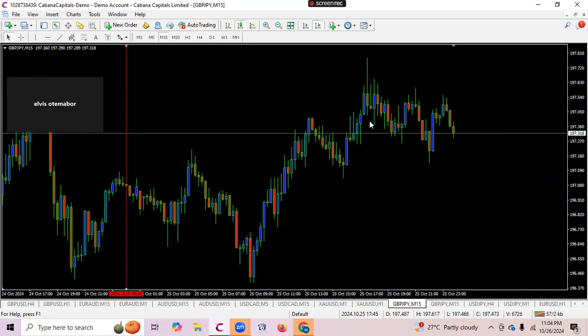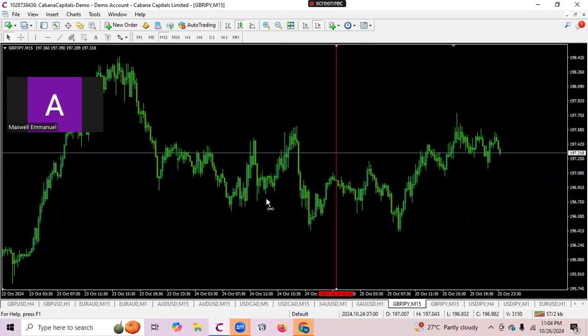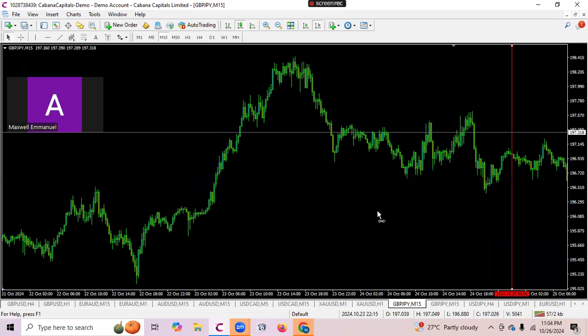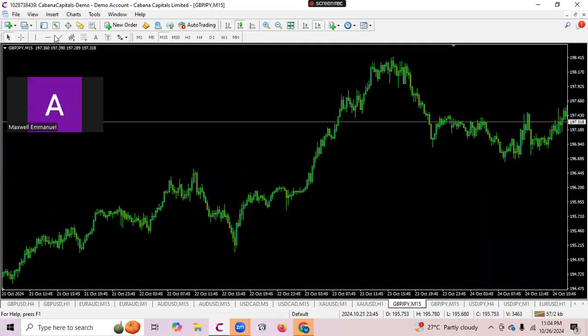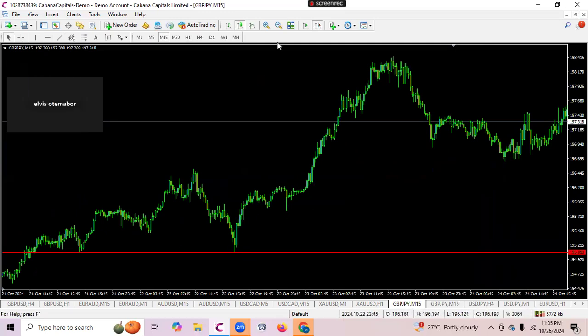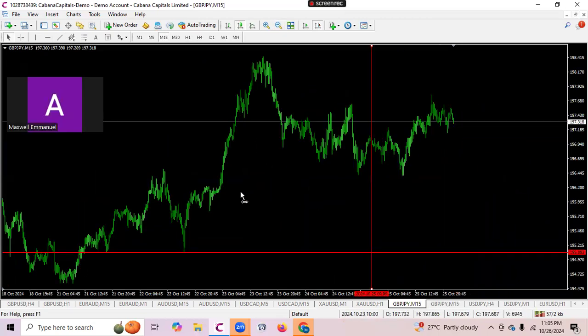So GJ is still bullish. No shift in market structure on 15 minutes too. You can see, no shift in market structure on 15 minutes. So GJ is still bullish. The shift in market structure on 15 minutes should occur here. This shift in market structure should occur on the 15 minutes time frame. So GJ is still bullish at the moment.